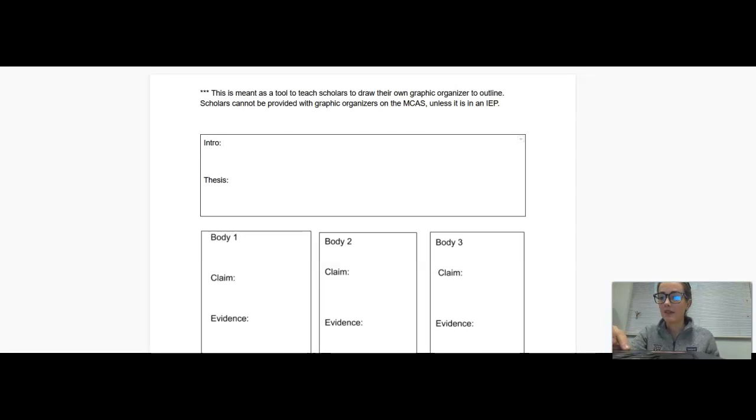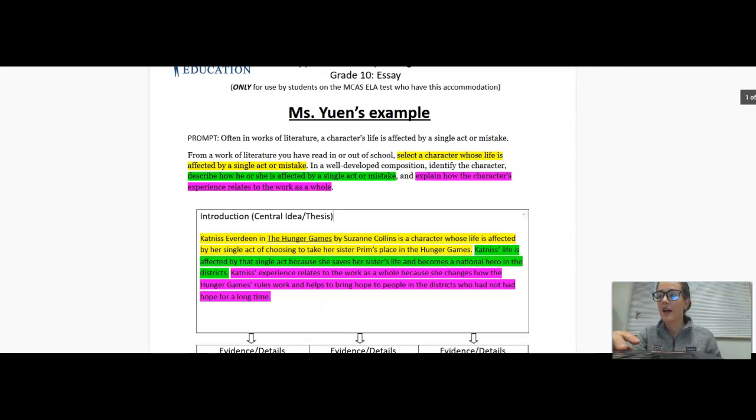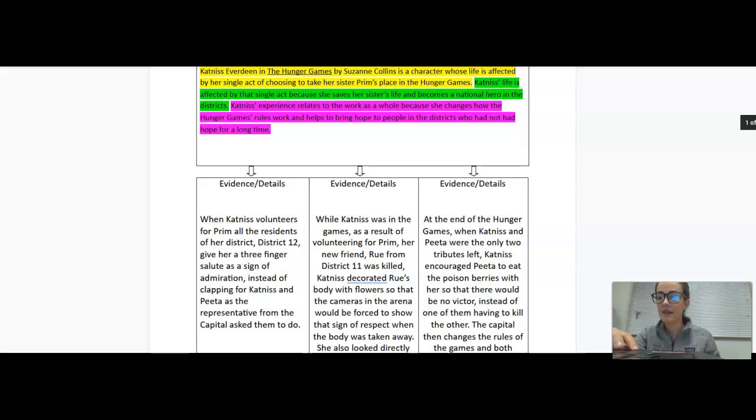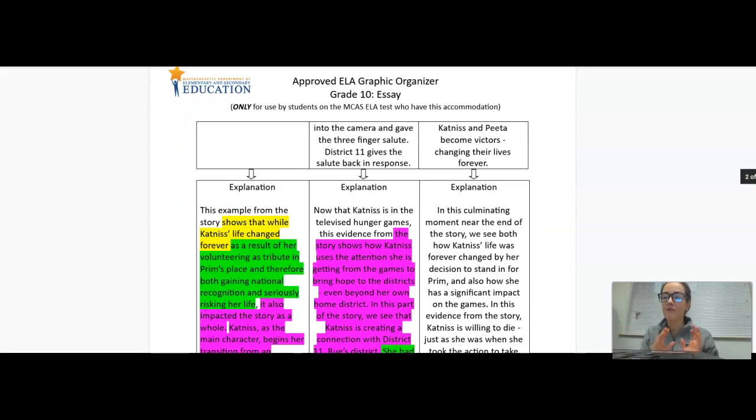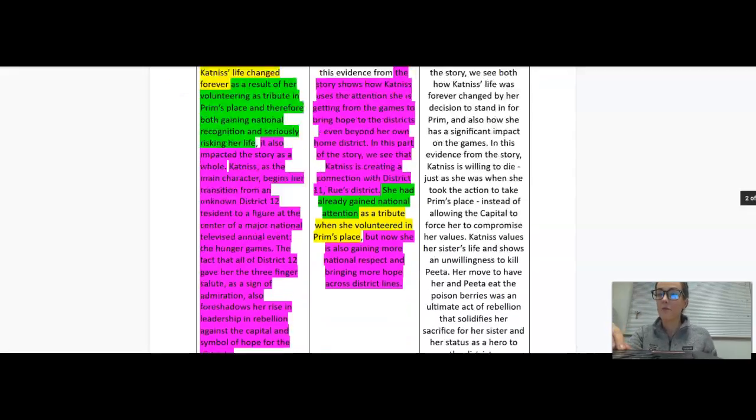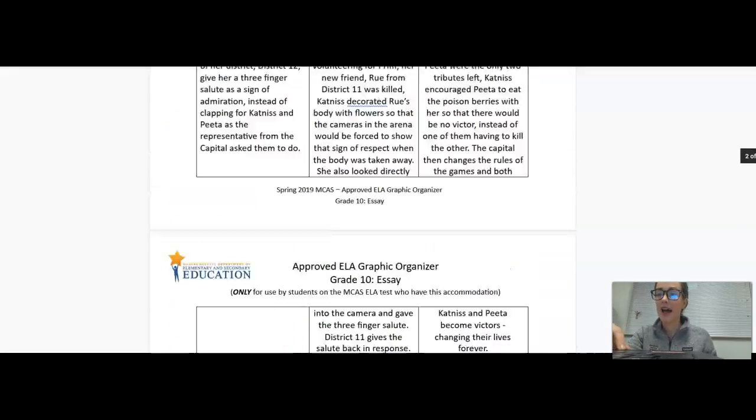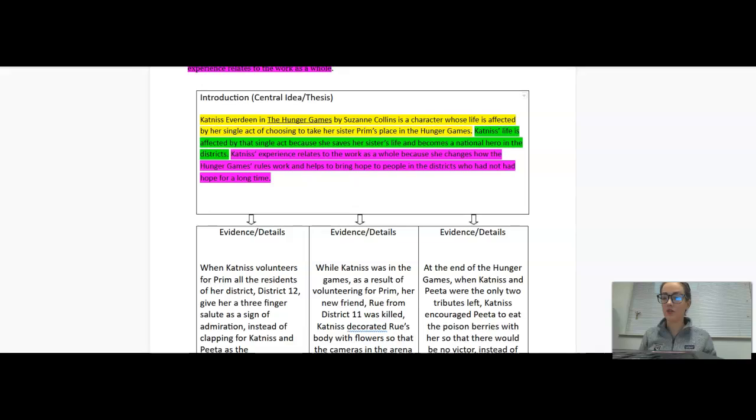And let's think about what else is different. Well, here I have evidence and details, which again tells exactly what happened in the story, as you remember. And I have my explanations of those evidence and details, but I don't have my claim, which is my topic sentence for each of the body paragraphs. And that claim sentence connects back again to my thesis. So that's a piece that I'm going to have to add in also.